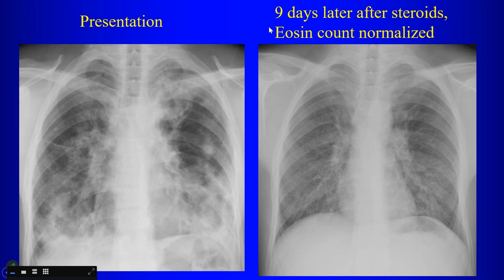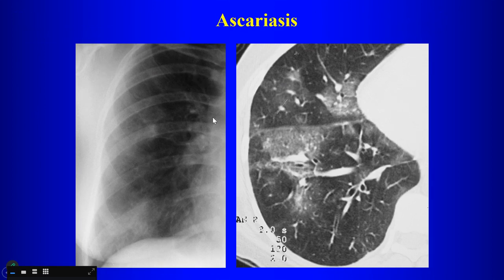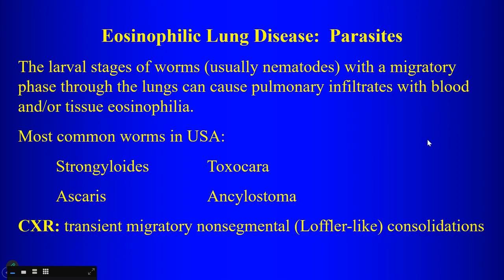So if we have peripheral consolidations, if you notice them on the CT, then you can bring up this possibility. What parasite can do this and is associated with the eosinophilia? What do these parasites have in common? There are various parasites that can do this, but what do they have in common? Worms with a migratory phase through the lung. This was ascariasis. All right, that's what these parasites have in common.